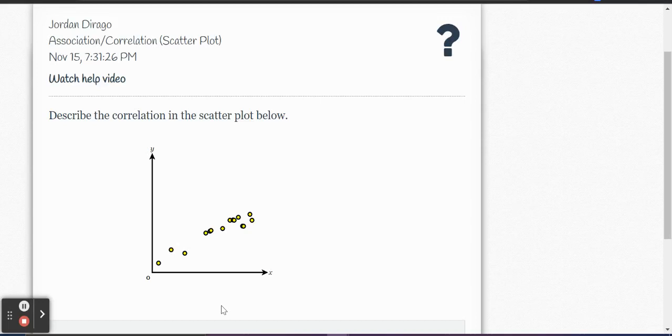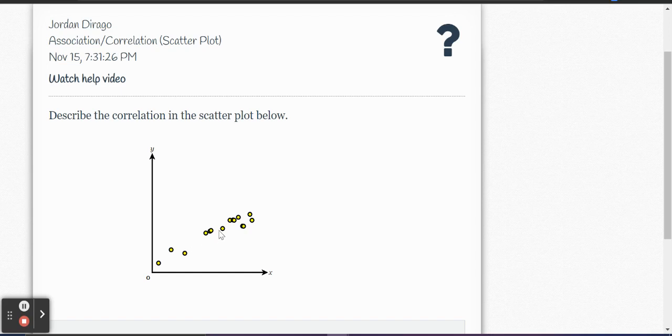In today's video, we are going to continue in our statistics unit and look at scatter plots and determine the association and correlation of the data points. So remember, a scatter plot is a graph with a bunch of data points on there, all scattered around, and sometimes they form a trend or sometimes they form a pattern. And it's our job today to determine whether they are associated or correlated in any way.